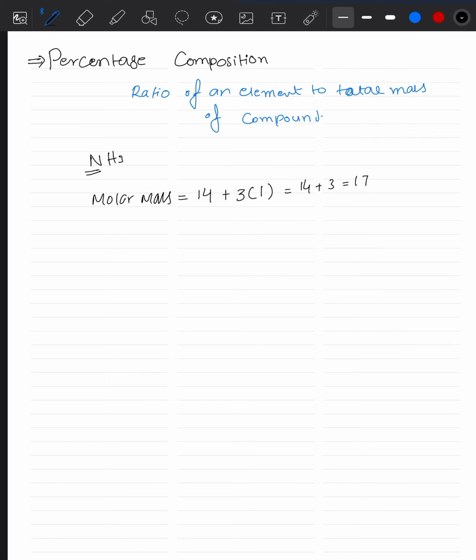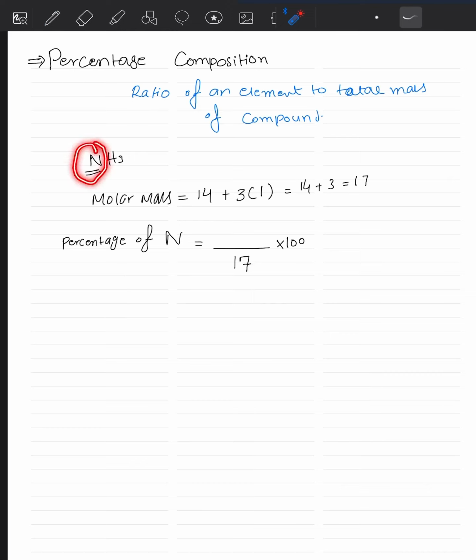Now we want to find the percentage of nitrogen. This is very easy. You need to divide by the total mass, the molar mass, and multiply by 100. On the numerator we put the mass of the atom for which we are finding the percentage. As we are finding the percentage of nitrogen, we put the mass of nitrogen, 14, so it will be 14 over 17 into 100.